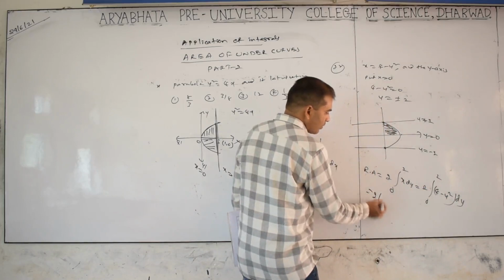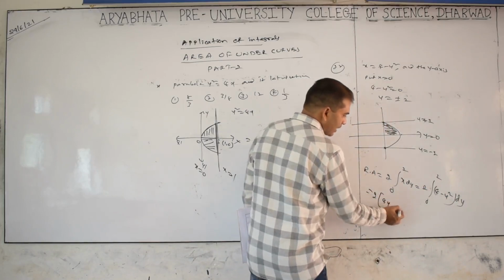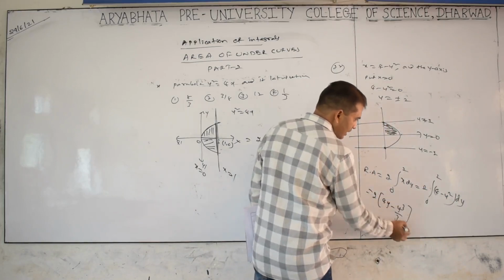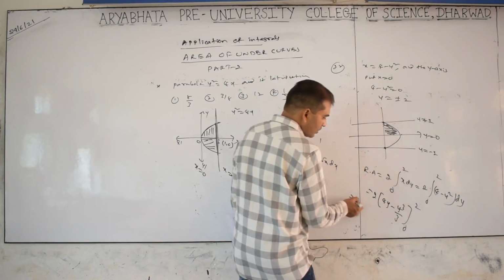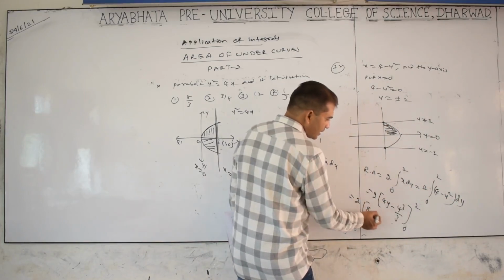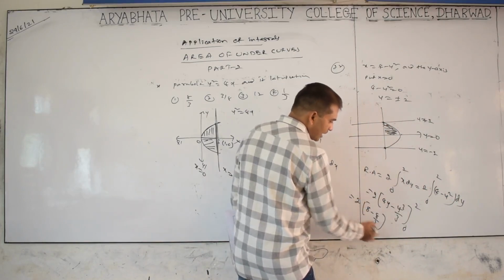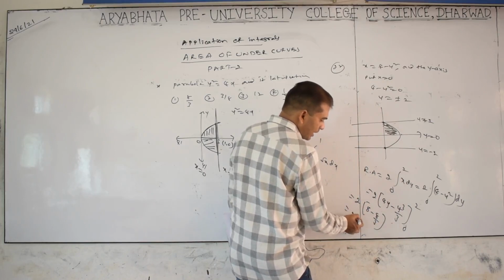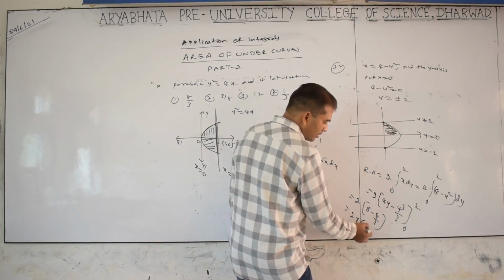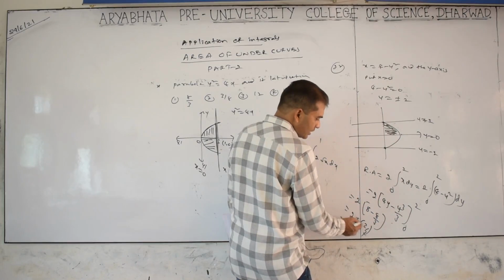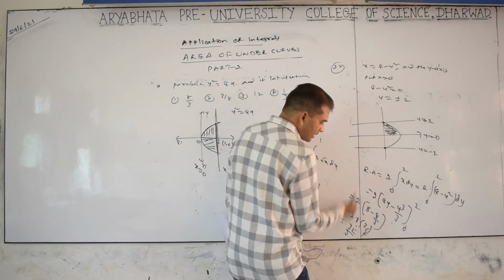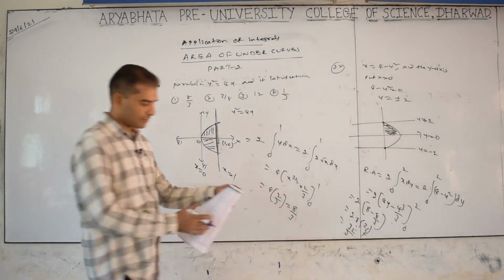2 into integration of 4y minus y cube by 3. Limits 0 to 2. 2 into 4 into 2 is 8, minus 8 by 3. Lower limit is 0. 2 into 8 take common, 1 minus 1 by 3, that is 2 by 3. So the answer is 16 into 2 by 3, 32 by 3 square units.